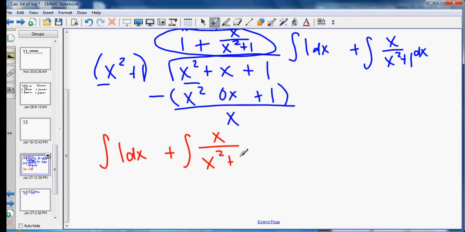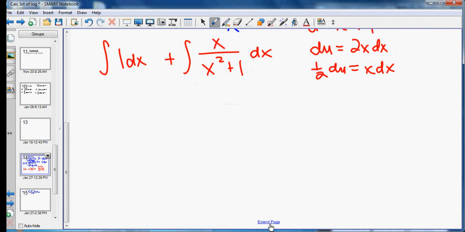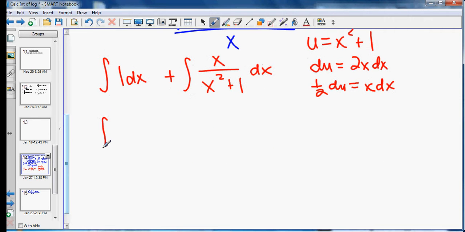So over here on the part that's on the right hand side, we'll need to use u-substitution. We'll do u equals x squared plus 1. du is equal to 2x dx. To make that match the x dx we have, we divide both sides by 2. So we end up with integral of 1 dx plus 1/2 du over u.